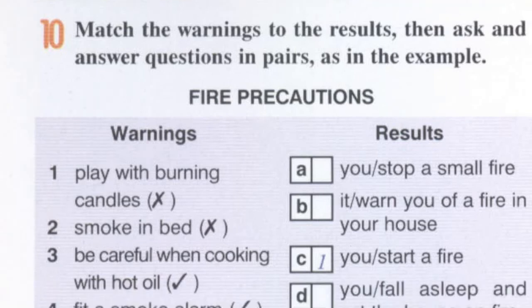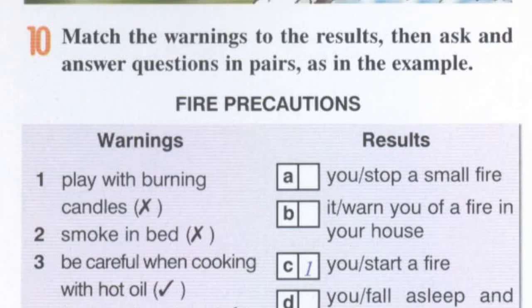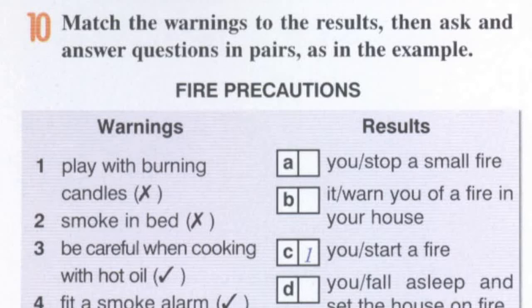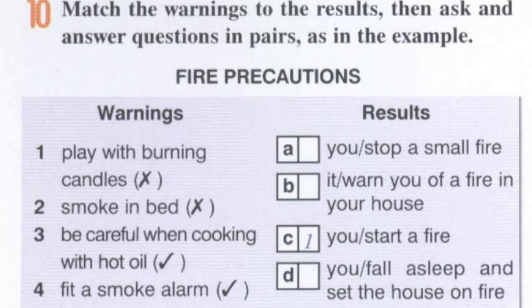We're going to move to another part, which is exercise number 10, page number 72 of your student book, and look at the title. The title: match the warnings to the results. We're going to look at the warnings and results soon. Then ask and answer questions in pairs. Anytime you see an exercise that is asking and answering a question, you're supposed to complete the parts on your own. Means you don't have a partner. You should read, answer, and ask the question loudly to yourself.